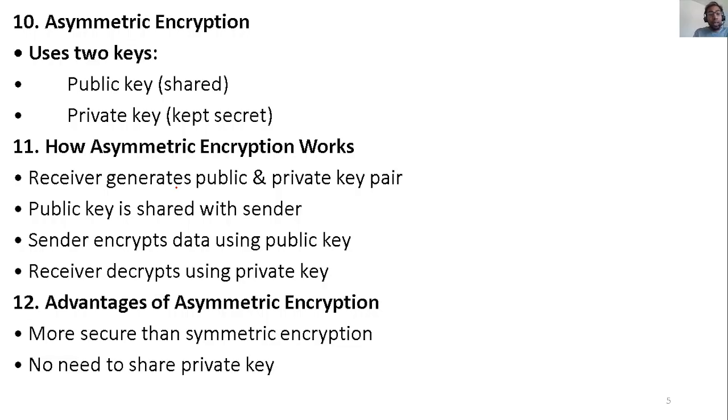How asymmetric encryption works: the receiver generates a public and private key pair. The public key is shared with the sender. The sender has only the public key. The sender encrypts data using the public key. The receiver decrypts data with the private key. So there are two different keys.